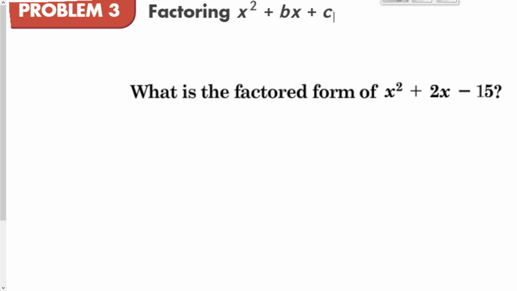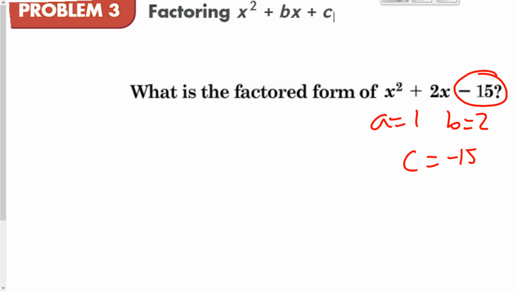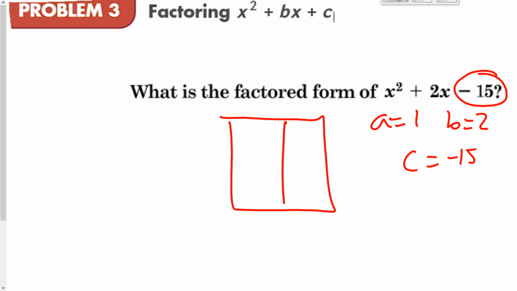All right, here we go. This time our C is negative. So our A is 1, B is 2, and our C is negative 15. Okay. All right, so now we can do the table. We can draw it out. We have an x squared and we have a negative 15.